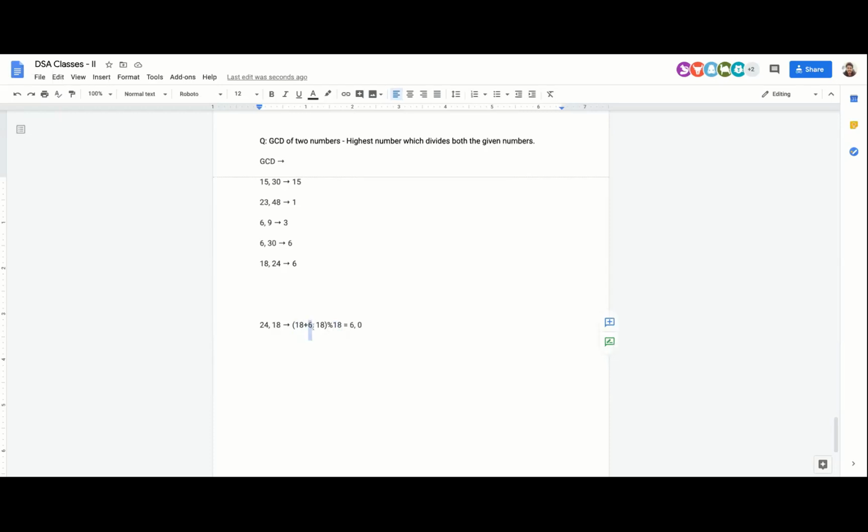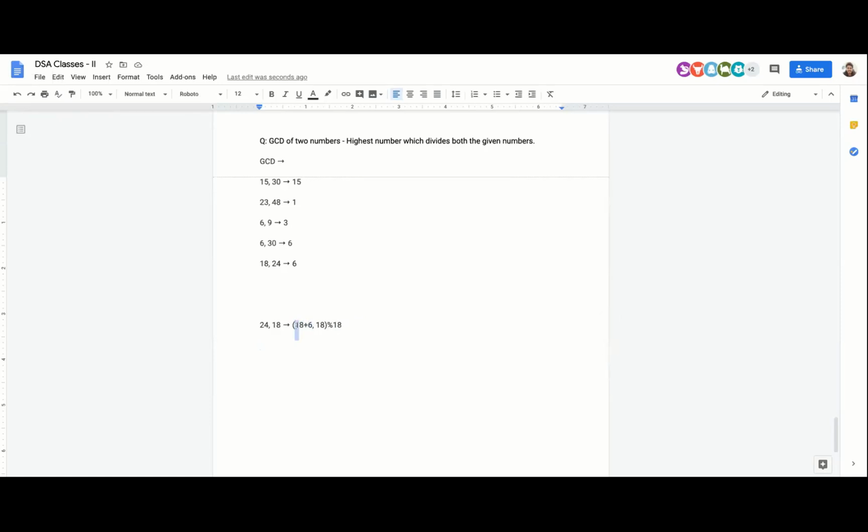But the problem currently is that although the 18 is divisible by this 18, the 6 is not divisible by 18. So if we somehow figure out that both of these numbers are divisible by a particular number, then that will be my answer. So what I'll do now is, since this is divisible by 18, I have to divide this other number by some number as well. But this number is not divisible, that's why we are not getting the answer as 18.